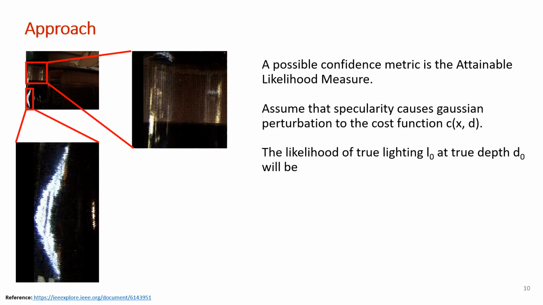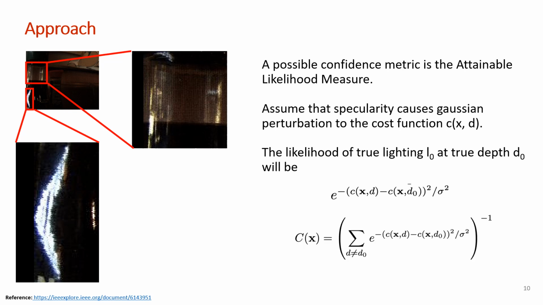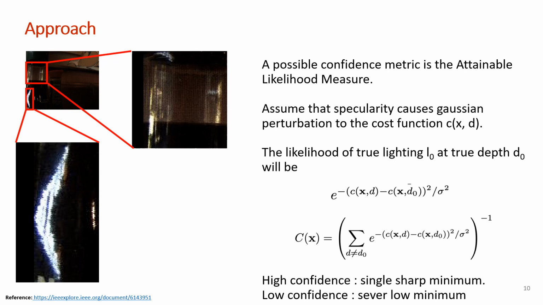The likelihood is proportional to this. The confidence C(x) is then defined as the inverse of the sum of these probabilities for all possible depths. This equation produces a high confidence when the cost has a single sharp minimum and a low confidence when we have several low minima. After measuring the confidence of the lighting estimate, the final lighting estimation is the product of the confidence with the lighting estimation.